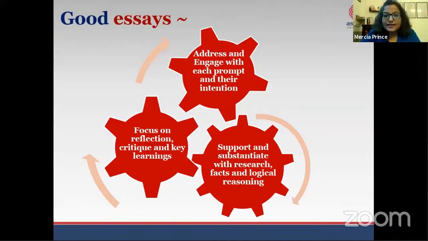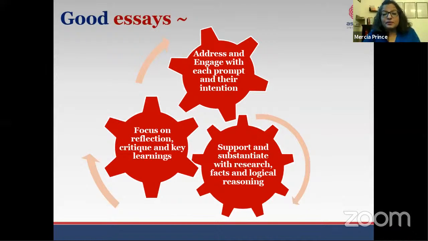And when we read a good essay, we can tell that, hey, this is a good essay. This candidate has addressed the prompt, understood what we're asking, has given enough evidence of having thought about it and researched, and also enough evidence of how they have personally interacted with it and have learned something from it and taken away something from it.